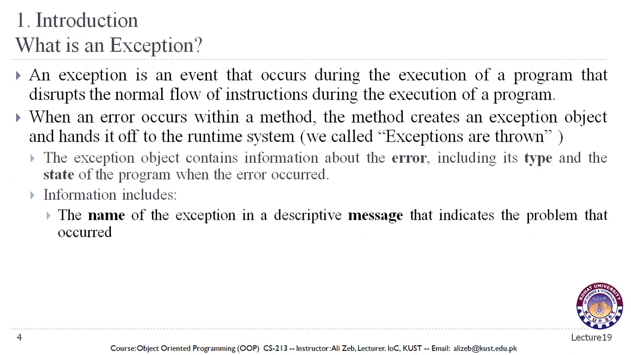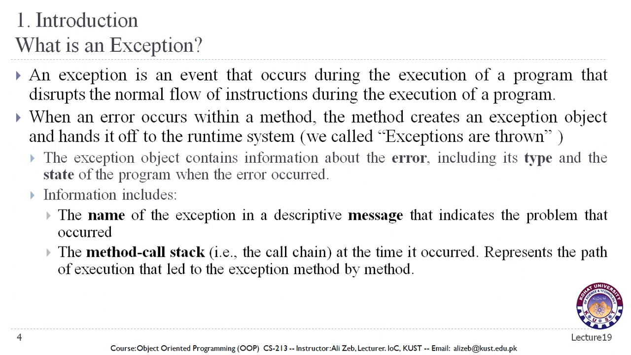Information includes the name of the exception and a descriptive message that indicates the problem that has occurred, and the method call stack. The call chain at the time it occurred represents the path of execution that led to the exception, method by method.